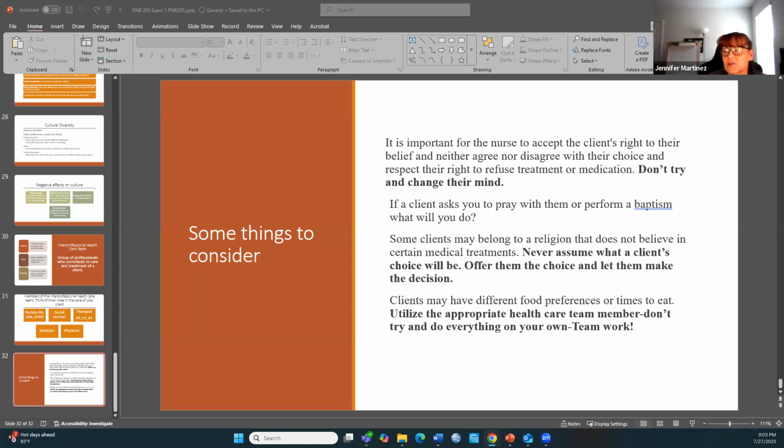Some clients also may belong to a religion that does not believe in certain medical treatments. Never assume what a client's choice will be. Offer them the choice and let them make the decision. I have firsthand experience of that. Way back when I first started nursing as an LPN, I had a client who was a Jehovah's Witness who had a hemoglobin of like 4.9. It was crazy low. The doctor wanted him to have a blood transfusion. The family said no, but he was his own responsible party, and he said, heck yeah, I want that blood transfusion.